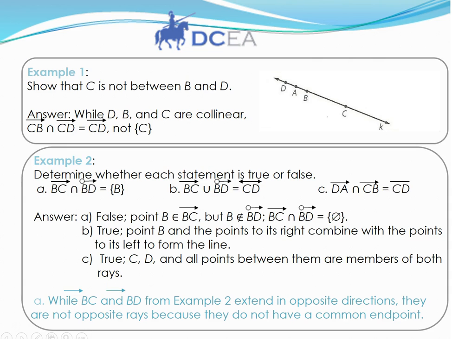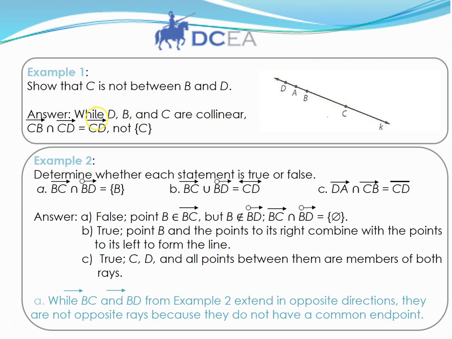Let's look at example 1. Using the same line, show that C is not between B and D. Now we just looked at an example where we had a point that was between 2 other points. We're trying to show that a point is not. Looking at the line, you can see that C is over to the right of the points D and B. It's not in between. In fact, it's point A that is in between D and B. So how do we show that?